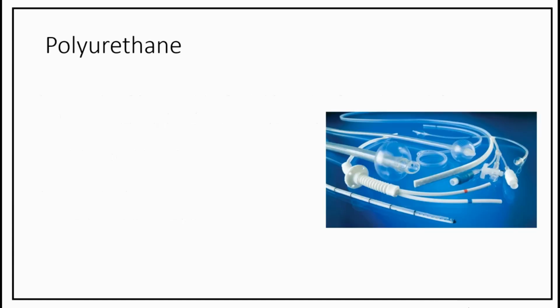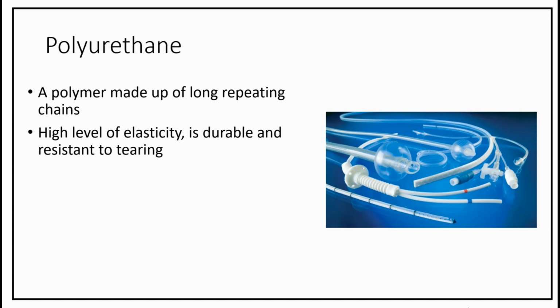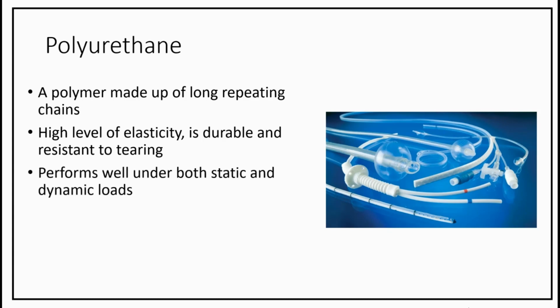Sometimes we may need more flexible biomaterials, and for that engineers often turn to polyurethane, a type of polymer used in catheters, artificial heart valves, and other flexible devices, and hydrogels. It has a high level of elasticity, so is pretty flexible, but it's also durable and resistant to tearing, making it perform well under both static and dynamic loading conditions. This polymer is blood-friendly because platelet cells which cause clotting do not stick to them as much.